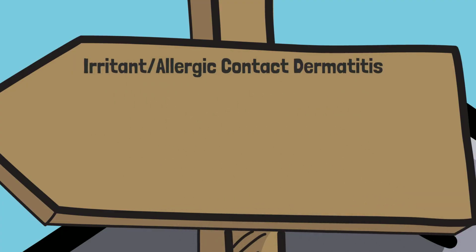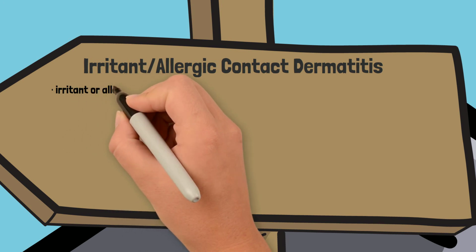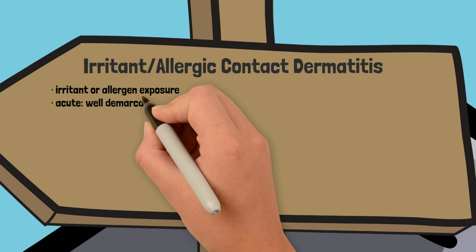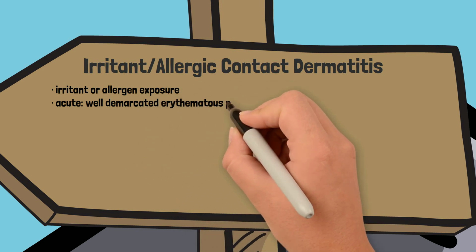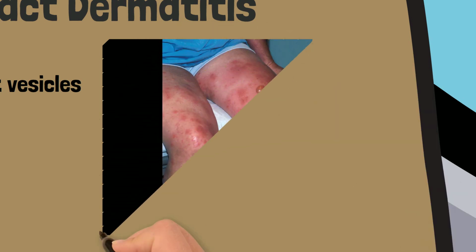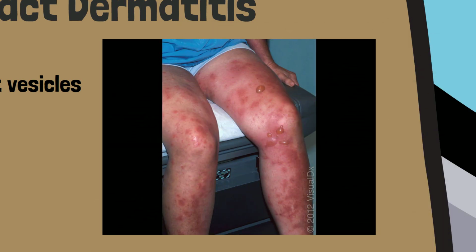Irritant and allergic contact dermatitis can mimic cellulitis, and it will be considered if the patient history indicates exposure to a relevant irritant or allergen on their lower limbs. In the acute stage, it presents as erythematous plaque, and you may even notice vesicles. The rash can be well demarcated, and you can look for sharp lines and angles for signs of outside job.